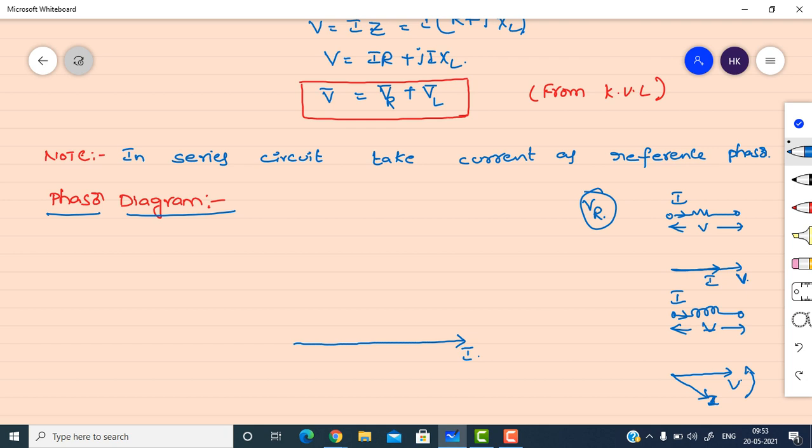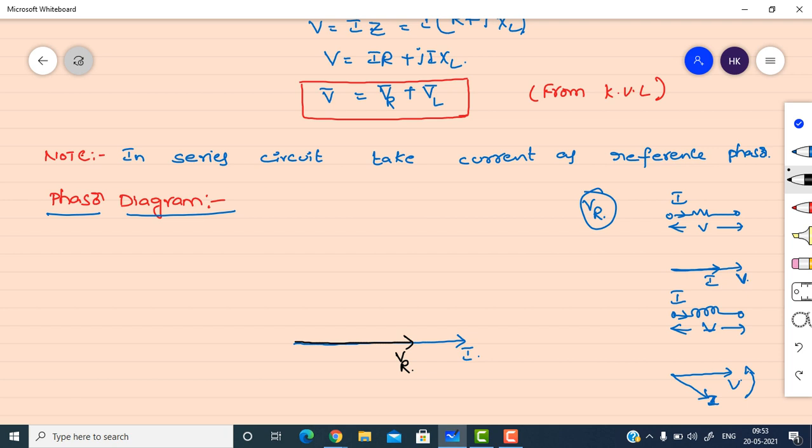This is the voltage across the resistor. I have the current phasor. Now where do I have to draw this VR phasor? On the same line. Yes. This is the VR phasor. Why? Because in a resistor, voltage and current both are in phase with each other.